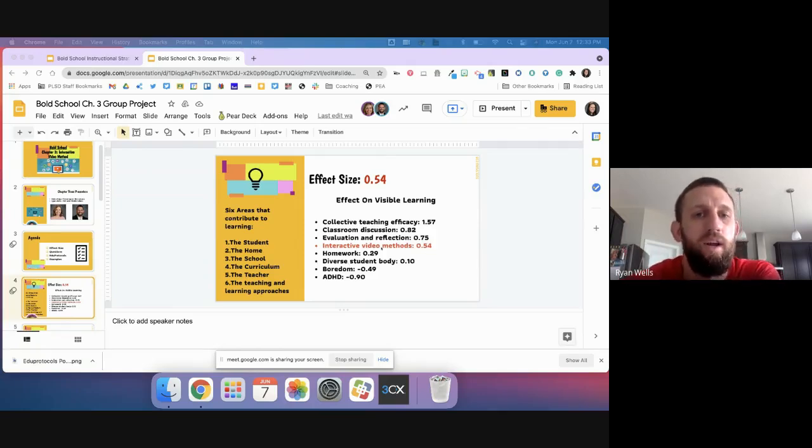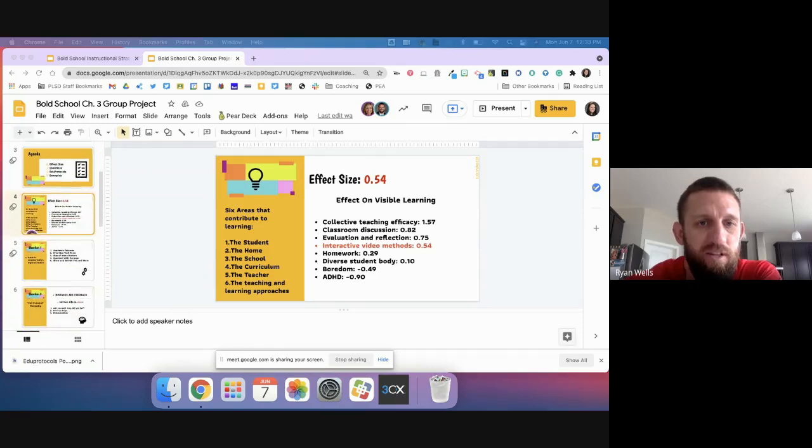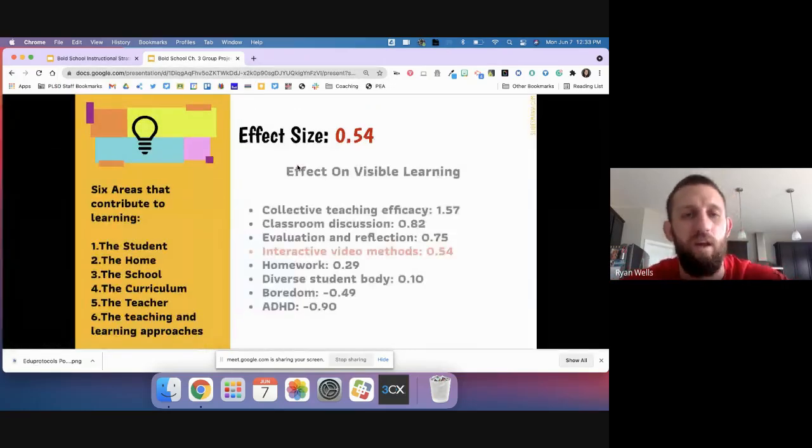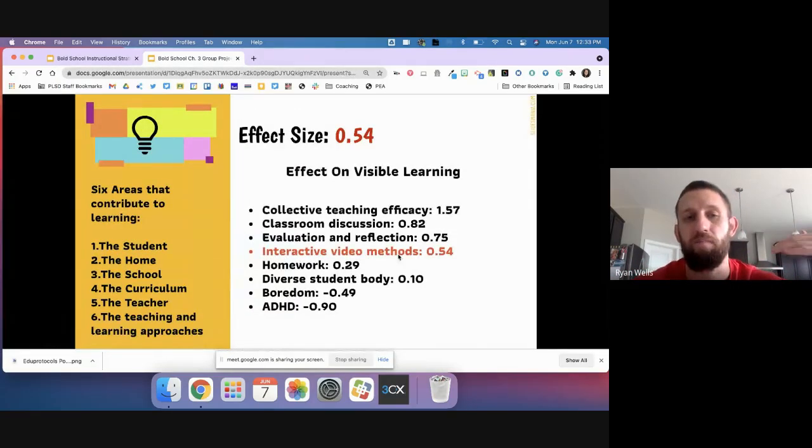When looking at the effect size, there are 6 different categories that the researcher who did this study contributed to learning. On the left-hand side you have the student, the home, the school, the curriculum, the teacher, and the teaching and learning approaches. This is all effect on visual learning. The interactive video method is actually pretty high on the spectrum of effect size.